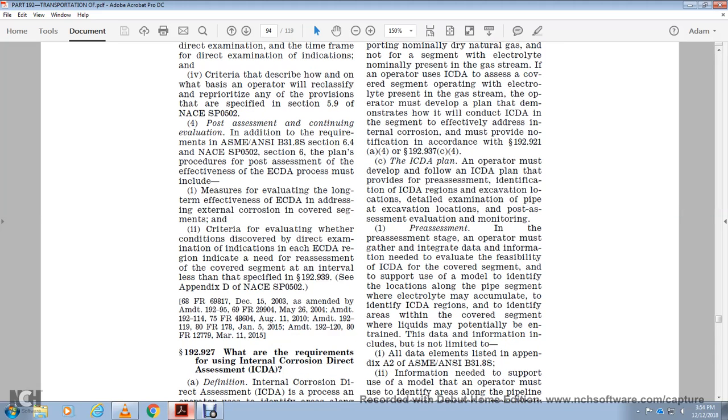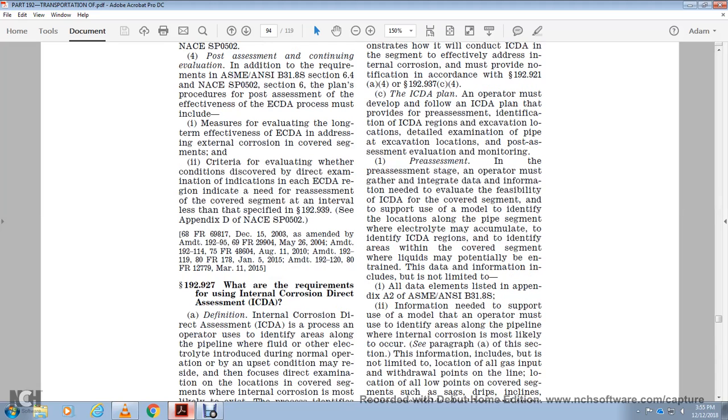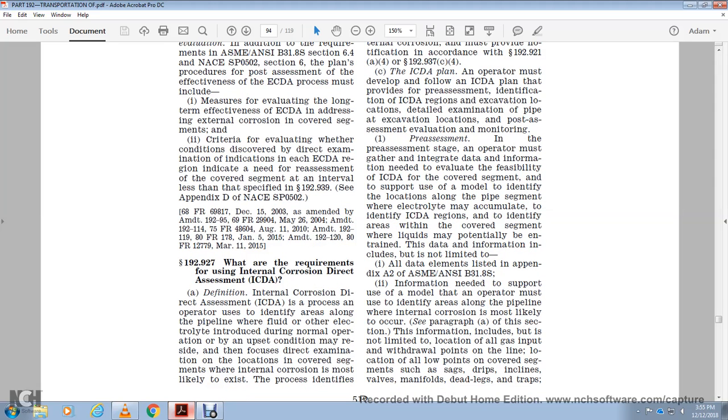Pre-assessment. In the pre-assessment stage, the operator must gather and integrate the data and information needed to evaluate the feasibility of ICDA for the covered segment, to support the use of a model to identify the locations along the pipe segment where electrolyte may accumulate, and to identify the ICDA region, that is, the areas of the covered segment where liquids may potentially be entrained. The data and information include, but are not limited to, all data elements listed in Appendix A2 of ASME/ANSI B31.8S.